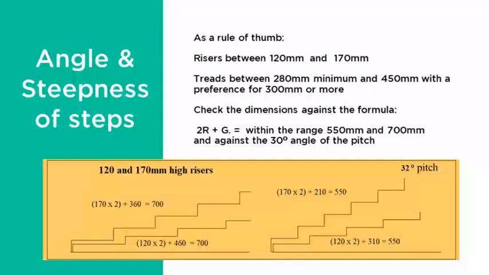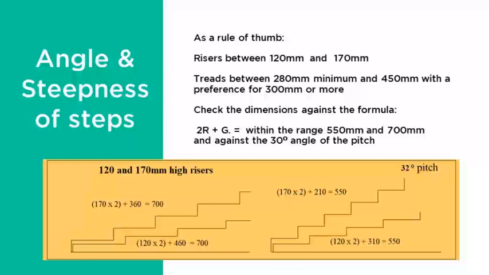On the screen is a sample range of steps, with different dimensions mainly within the limits given in the rule of thumb. The two examples on the left of the screen require considerable effort, but are acceptable because they are less than 700 mm according to the formula. Applying the formula of 2r plus g to the lower example on the right of the screen gives a total of 550, showing that it requires the least effort.